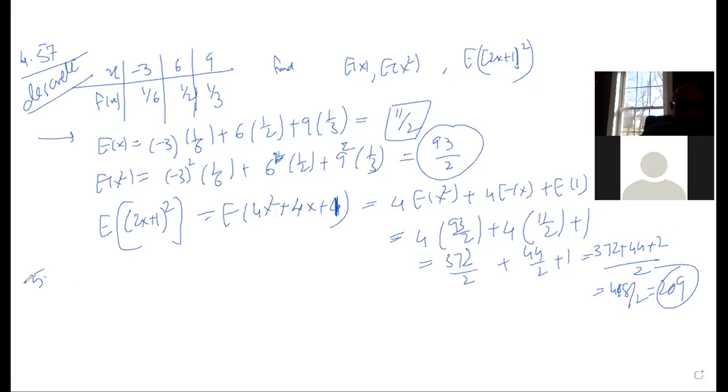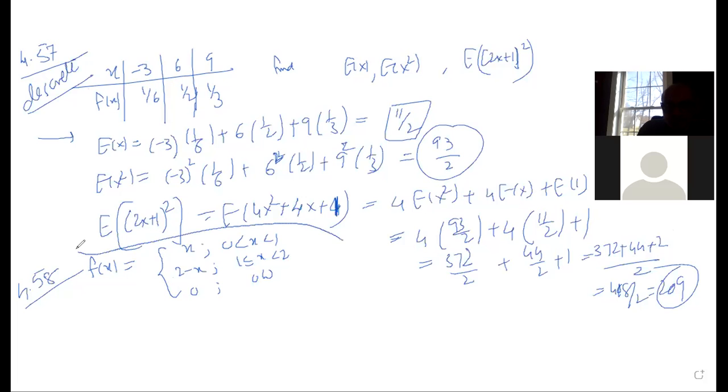I would like to take one more example, 4.58. Simple example. It says that you are given one function f(x) equal to x for 0 less than x less than 1, and for 1 less than or equal to x less than 2 the value is 2 minus x, and otherwise the value is 0. So this is another example.